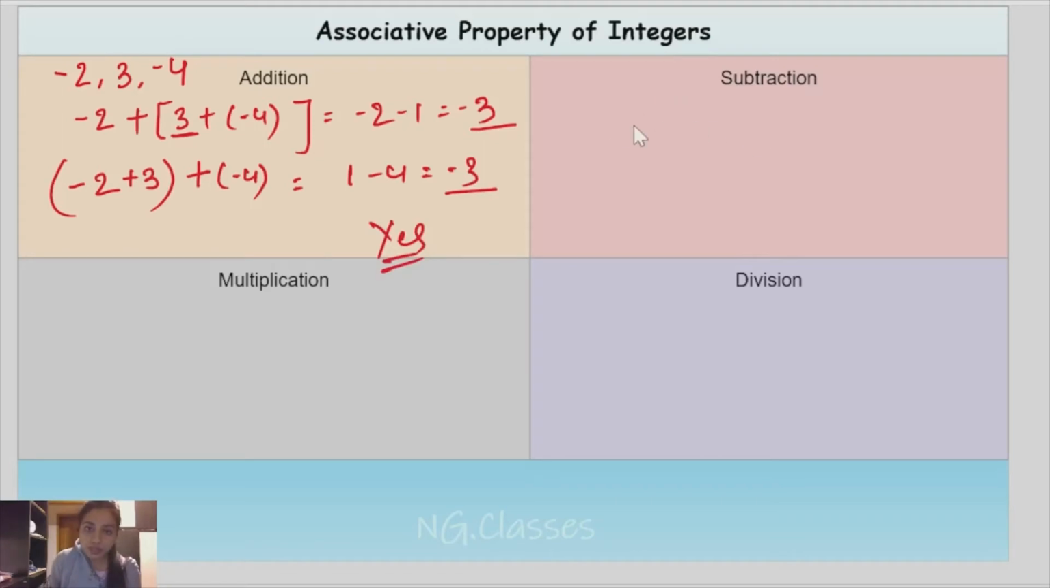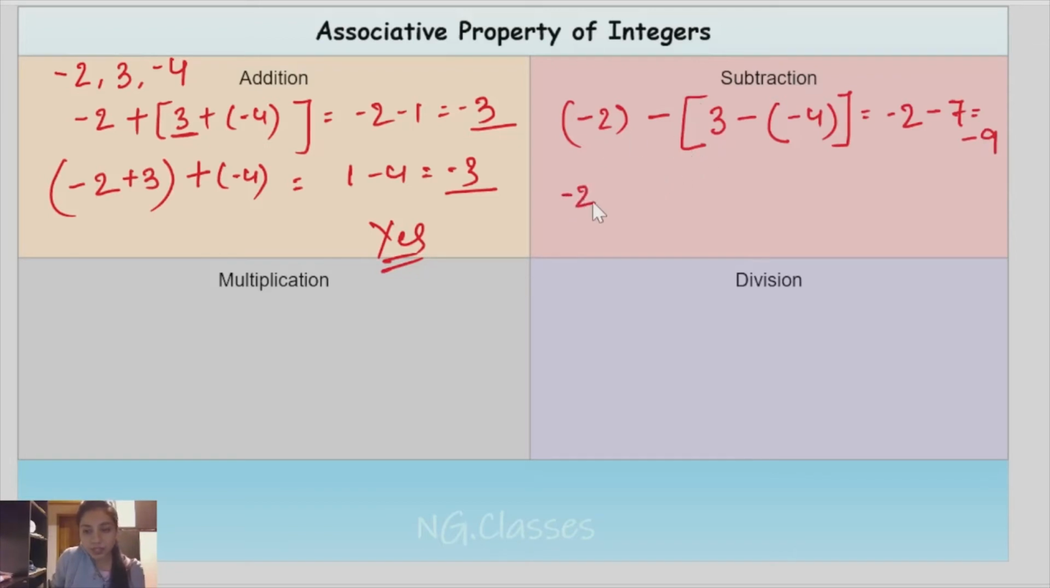What about subtraction? -2 minus 3 minus -4. What will happen? -2 minus 7, that is -9. When we keep this 3 with this 2, what will happen? -2 minus 3 at first, and then minus of -4.